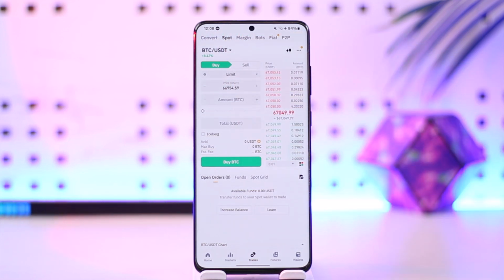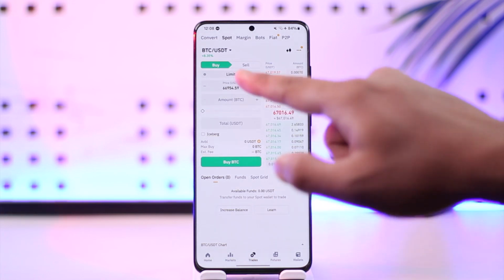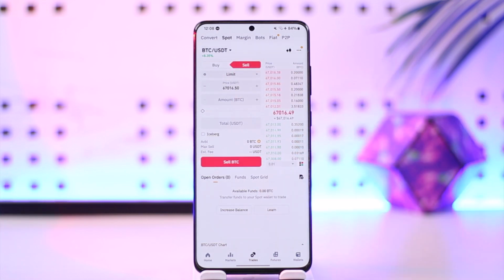Now, first of all, what you have to do is fund your Binance wallet. You'll need funds in your Binance wallet to buy cryptocurrencies, and you can navigate to the spot trading interface. Now choose a trading pair, select the cryptocurrency you want to buy over here and versus what you want to sell it at, right? Now place a buy or sell order.